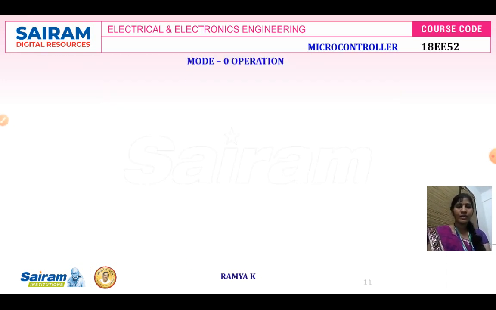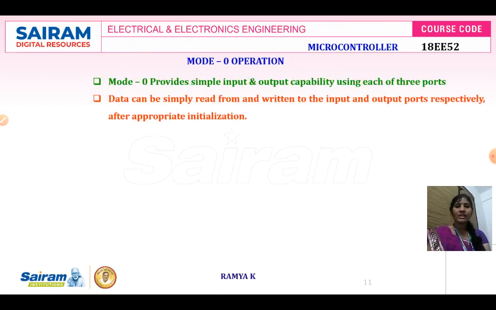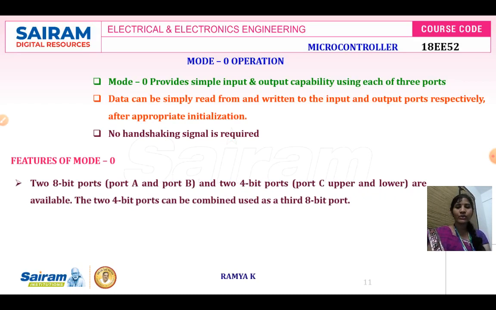Mode 0 operation, whatever I have explained in the previous slide, has been discussed here in the form of sentences. Mode 0 provides a simple IO capability using each of the 3 ports. Here no handshaking signal is required. The features of mode 0 are that you have all the 3 ports: port A, port B, port C.